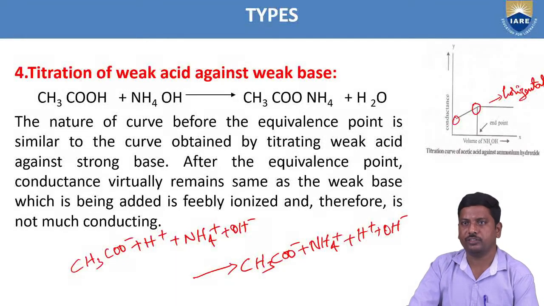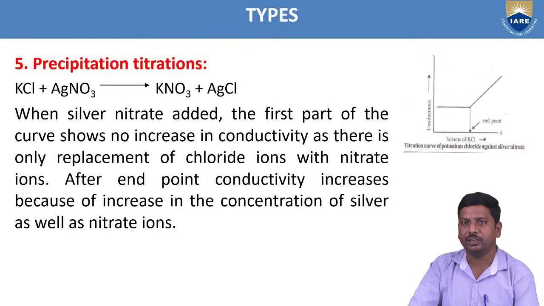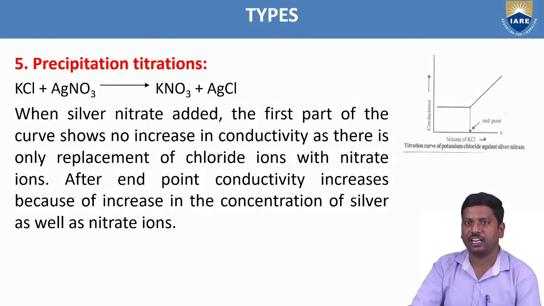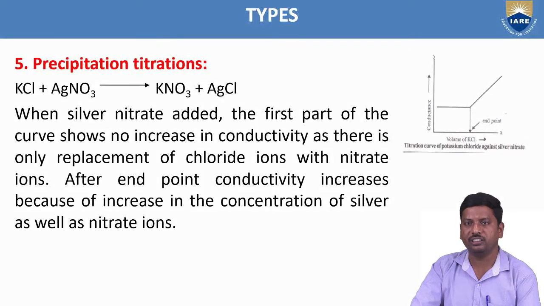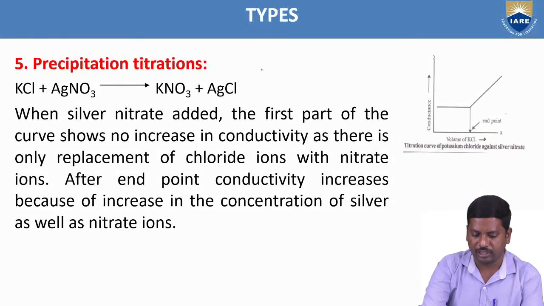And what is the fifth type of reaction? It comes under the category of precipitation reactions. In the case of precipitation reactions, what are the reactants involved in the titration? Initially it starts with potassium chloride, a strong electrolyte, which reacts with silver nitrate, and it gives potassium nitrate and silver chloride. So it is the main titration involved in the determination of chloride.